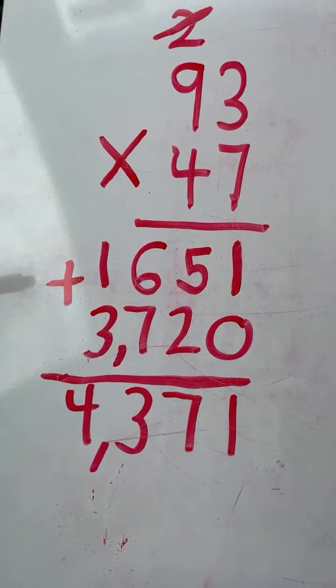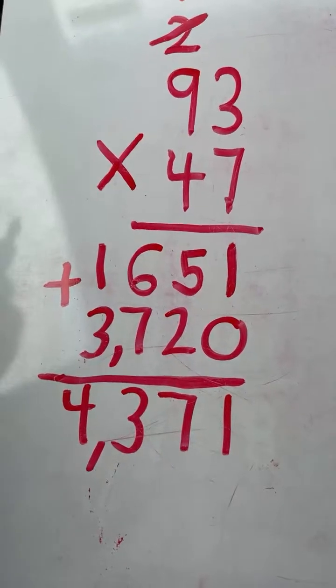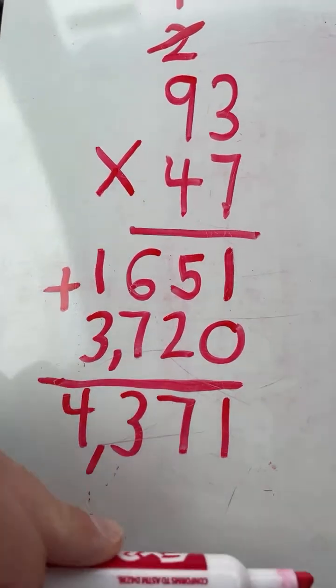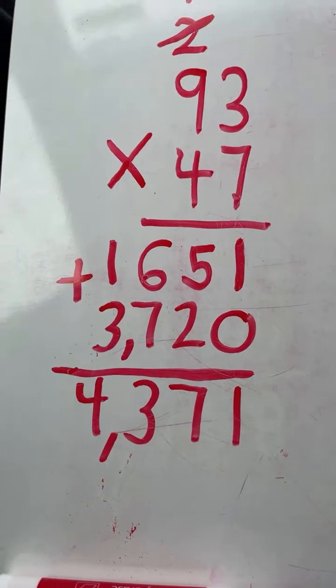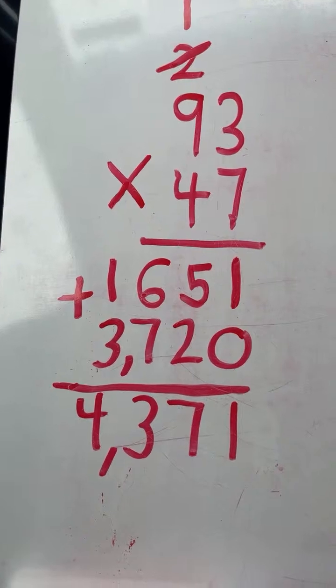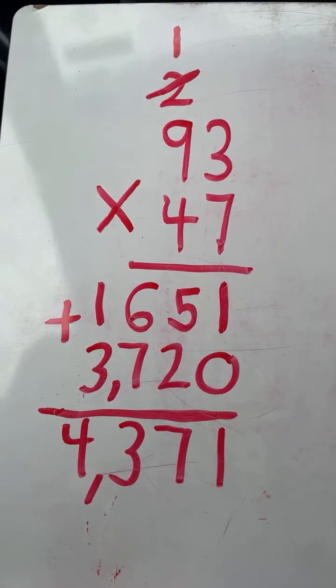93 times 47 equals 4,371. The person in the chat was correct. Shout out to all my viewers commenting on the video. All right, next example problem.